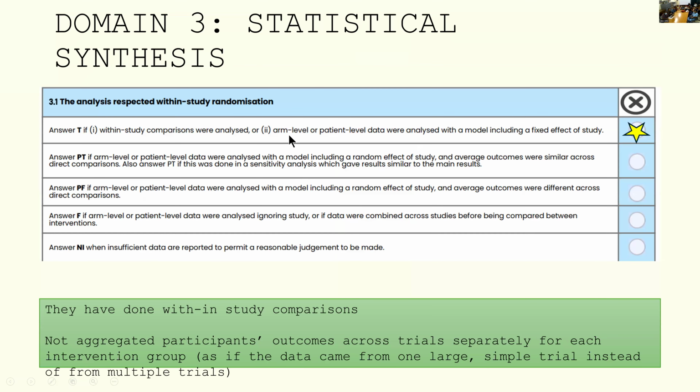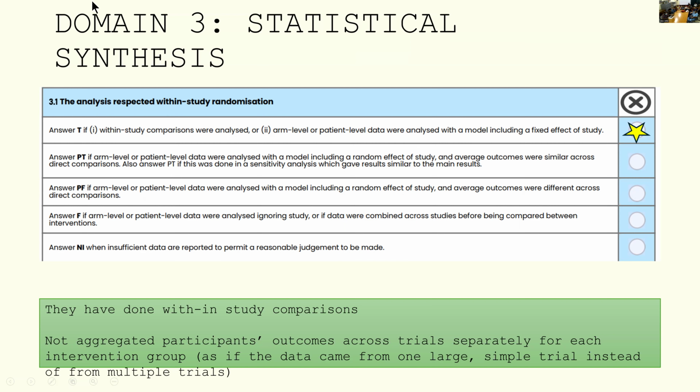So the next domain, statistical synthesis. So let's look at these questions. The first question was, did the analysis respect within study randomization? So they have done within study comparisons, but they have not aggregated the participant outcomes across trials separately for each intervention group, as if the data came from one large simple trial instead of multiple trials.